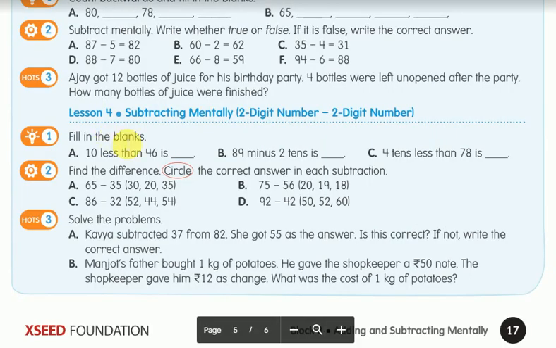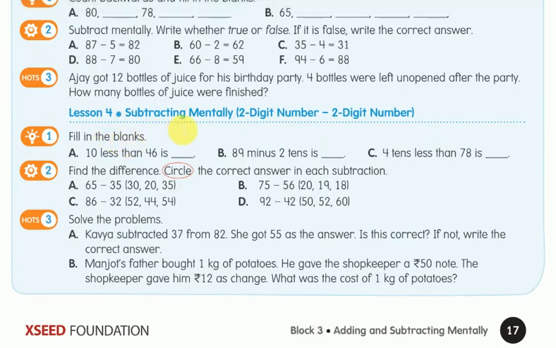Your homework is lesson 4, subtracting mentally 2 digit minus 2 digit. The first question here is fill in the blanks. 10 less than 46. Again subtraction here. So you have to back count 10. 46, if you back count 10, it becomes 36.